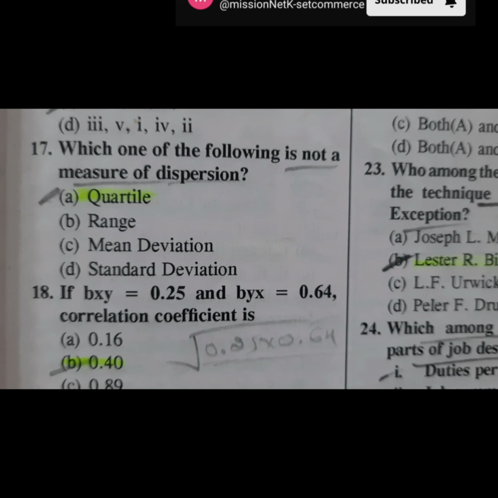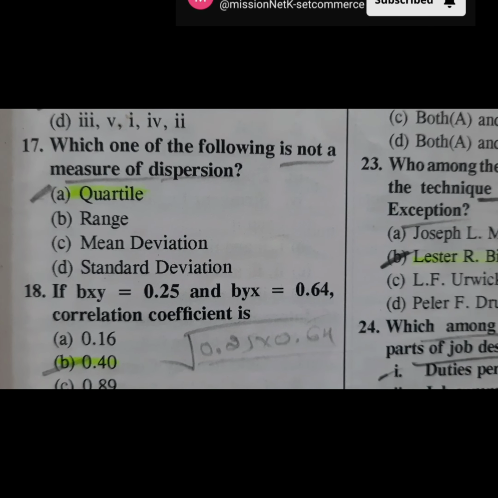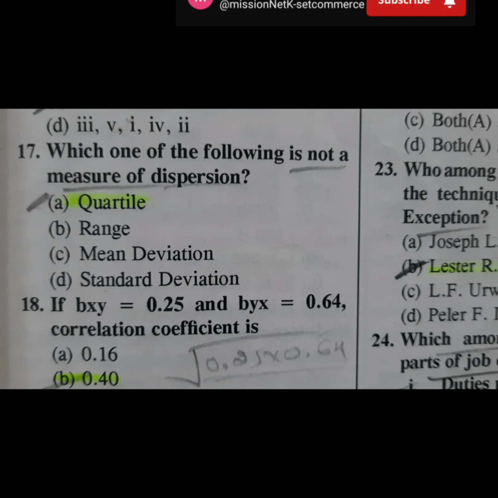The next one is, which one of the following is not a measure of dispersion? The right answer for this question is option A, quartile. It is not a measure of dispersion.